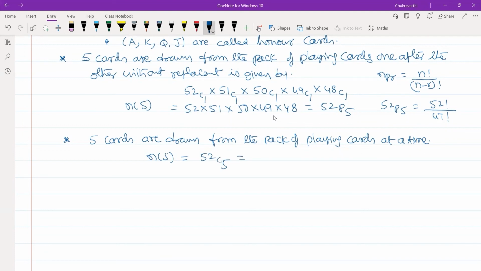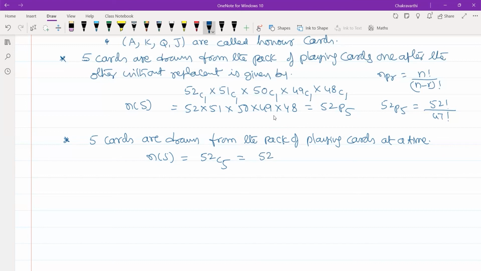Five cards are drawn directly from the pack, a single time. There is no second option. By shuffling the cards, if accidentally 5 cards are dropped, in this case also you have to use this 52C5. By shuffling the cards here, you can also draw card by card, attempting the 5 trials with replacement or without replacement. There are 2 options. Most of the cases, without replacement is very important here.